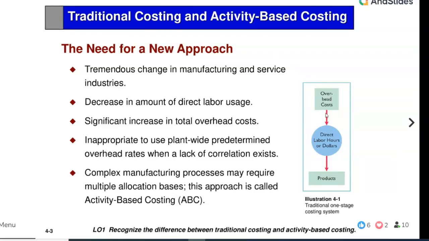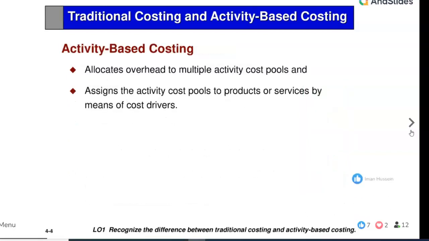For example, the old way we had one overhead cost pool, I said, 1 million. And we had one way to assign that cost in that pool to the product. And we chose either direct labor hours or direct labor dollars or machine hours. So we had one accumulation of the costs, as you know, we're going to call them pools now, and one way to assign them. So because of complex manufacturing, what we have to do is break that 1 million pool into a number of activity cost pools, and then assign those pools by means of a cost driver. So you have two new terms here, activity cost pools and activity cost drivers. And I'll explain as we go.